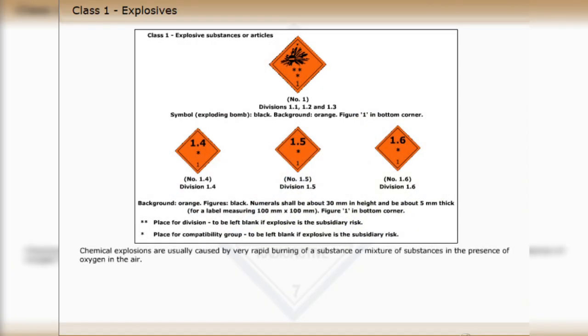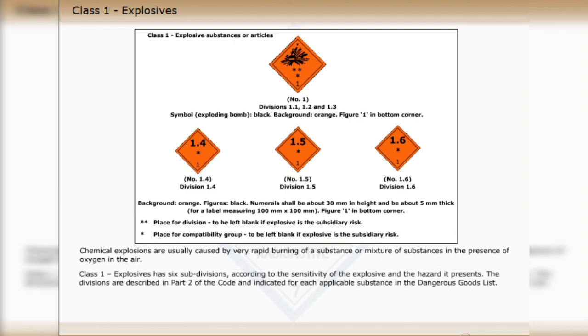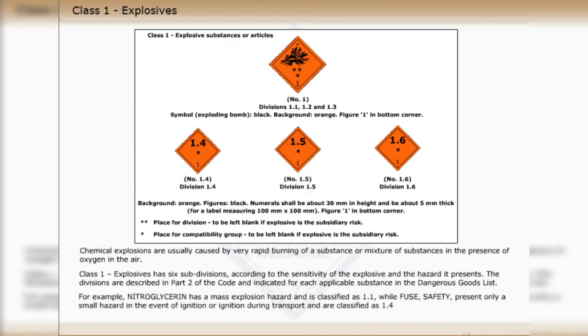Chemical explosions are usually caused by very rapid burning of a substance or mixture of substances in the presence of oxygen in the air. Class 1 explosives has 6 subdivisions according to the sensitivity of the explosive and the hazard it presents. The divisions are described in Part 2 of the Code and indicated for each applicable substance in the dangerous goods list. For example, nitroglycerine has a mass explosion hazard and is classified as 1.1, while fuses, safety, present only a small hazard in the event of ignition during transport and are classified as 1.4.